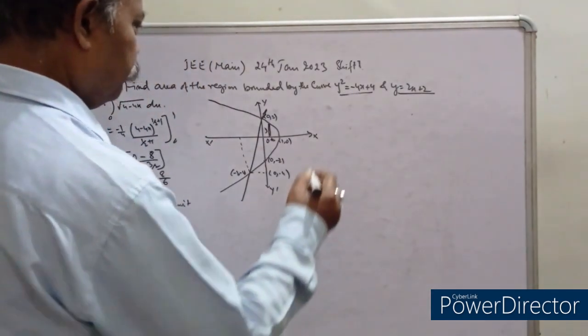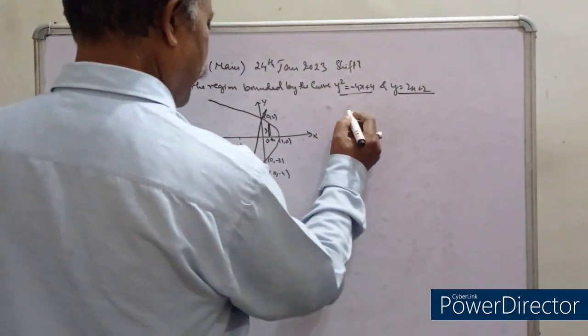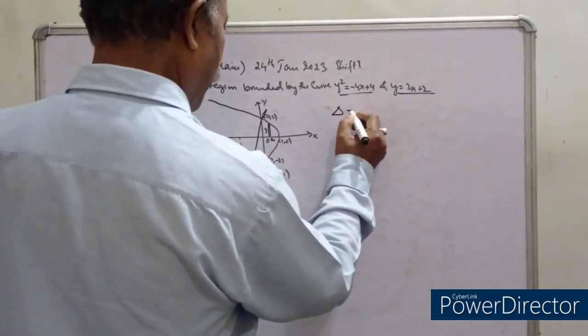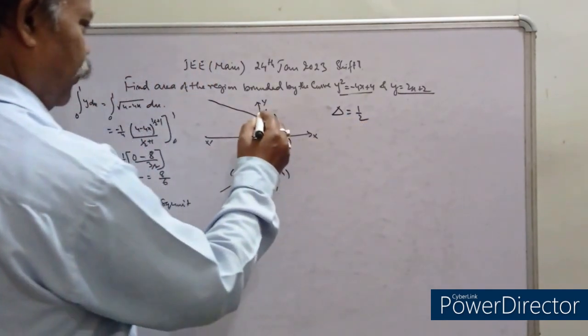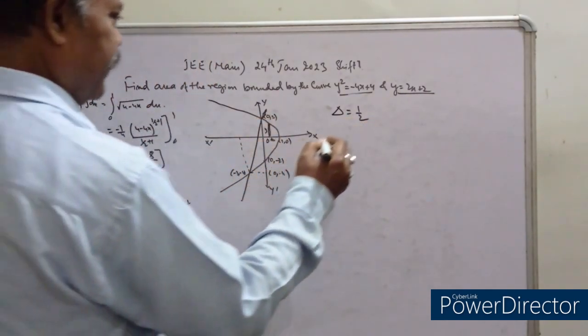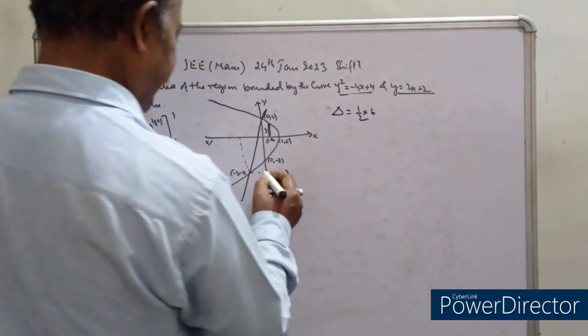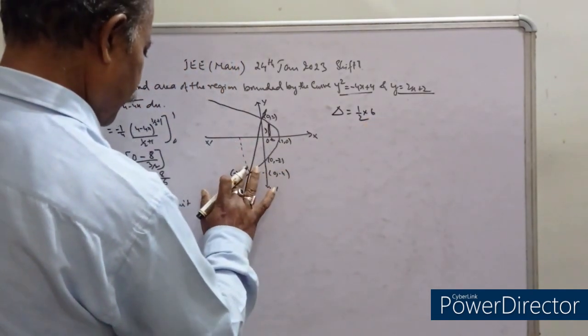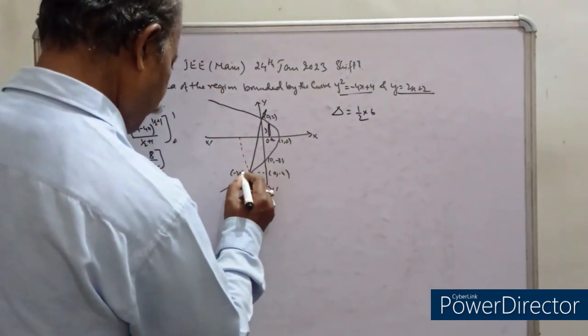Area of this triangle, that will be half. Your base is 2 plus 4, that is 6, and your height is 3. This is minus 3 comma minus 4.